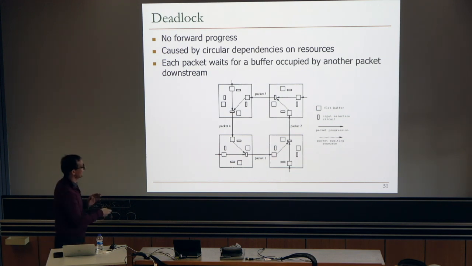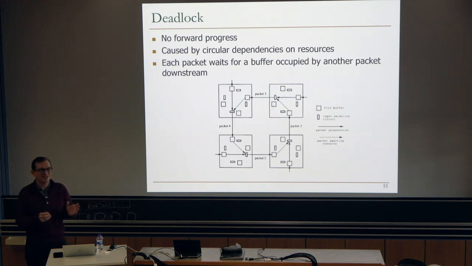So this is an example. Let's pick this example. Packet 3 is waiting for this buffer, but packet 4 is occupying it. Packet 4 is waiting for this buffer, but packet 1 is occupying it. And packet 1 is waiting for this buffer, but packet 2 is occupying it. And packet 2 is waiting for this buffer, but packet 3 is occupying it. Right. Done. That's your deadlock.